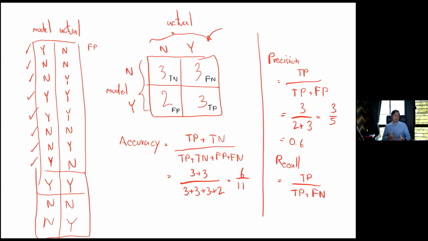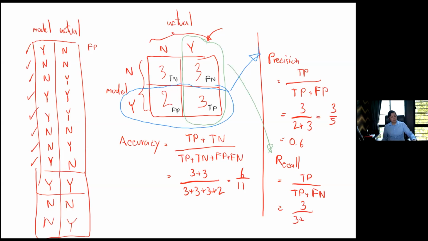How do I know that it must be false negative? Just take a look at this, because we have this column. This column is the actual positive, right? And when I create the precision, I look at this column because we are talking about when the model predicts yes. And for recall, the value would be 3 over 3 plus 3, which is actually 0.5, 50%. So this is how you create a confusion matrix and precision and recall on paper.